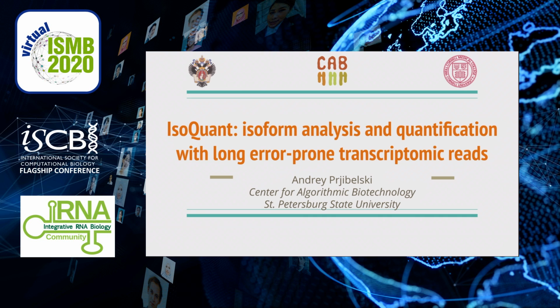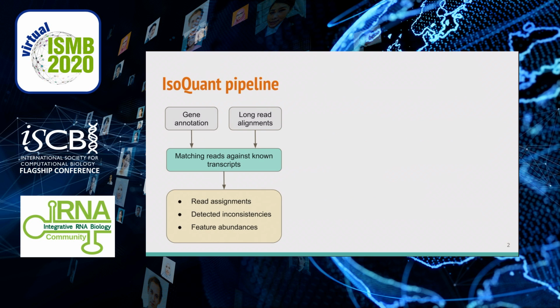The pipeline is pretty simple. We take as input a gene annotation and long-read alignments. You can obtain those using your favorite spliced aligner, for example Minimap, Gmap, or Starlong. We further match mapped reads to known transcripts and try to assign each read to a known isoform, detect inconsistencies between reads and annotation, and count different genomic features.